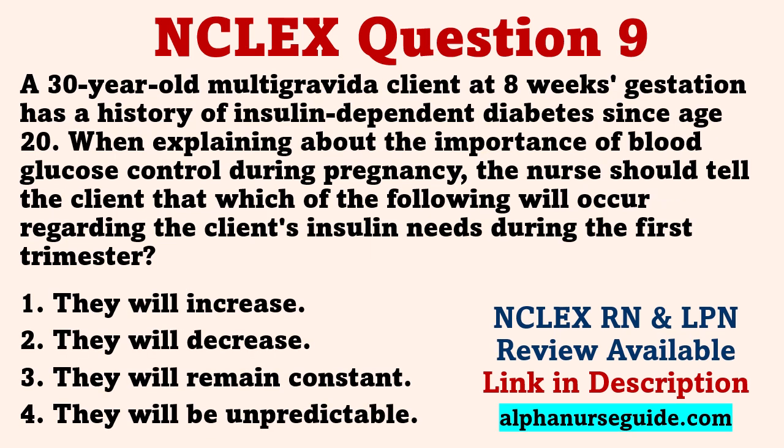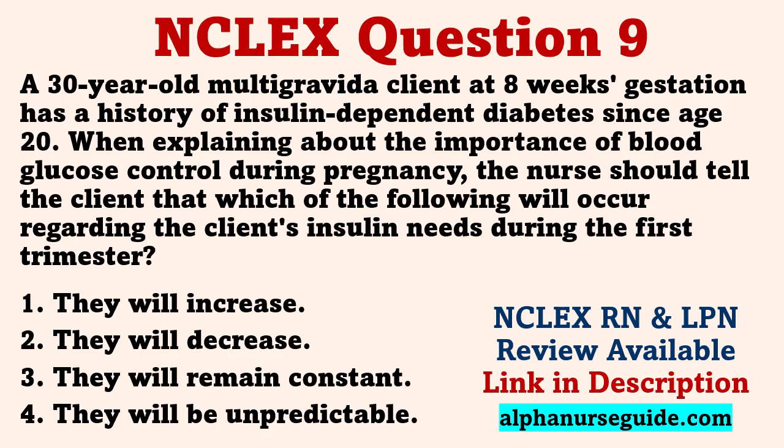A 30-year-old multigravida client at 8 weeks gestation has a history of insulin-dependent diabetes since age 20. When explaining the importance of blood glucose control during pregnancy, the nurse should tell the client that which of the following will occur regarding the client's insulin needs during the first trimester? 1. They will increase. 2. They will decrease. 3. They will remain constant. 4. They will be unpredictable.